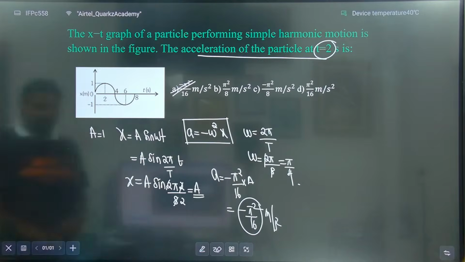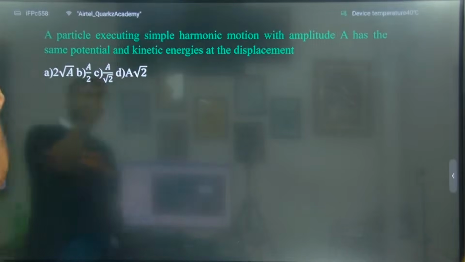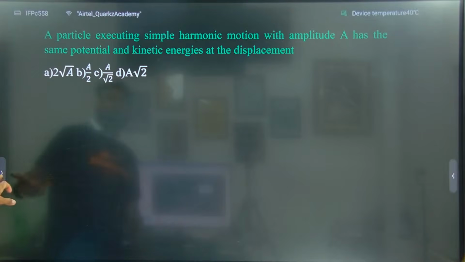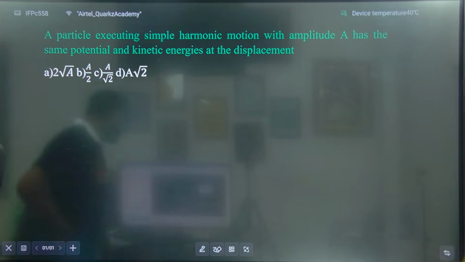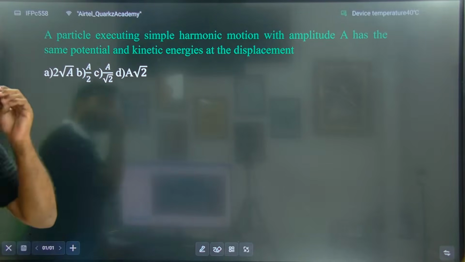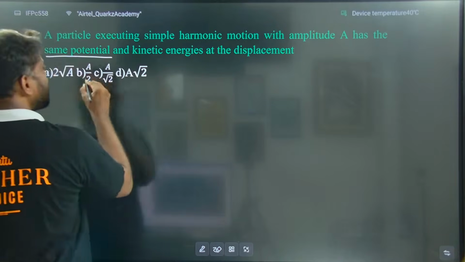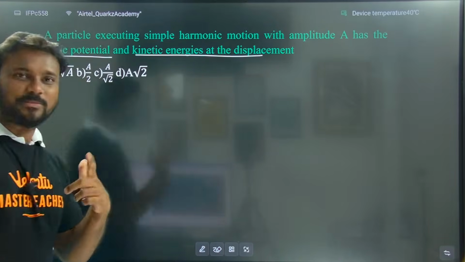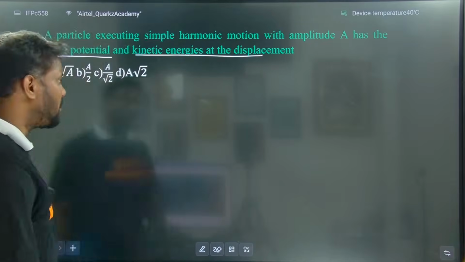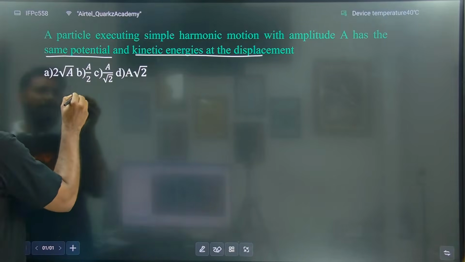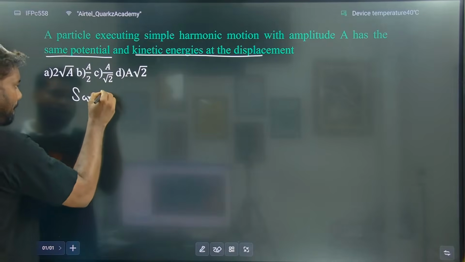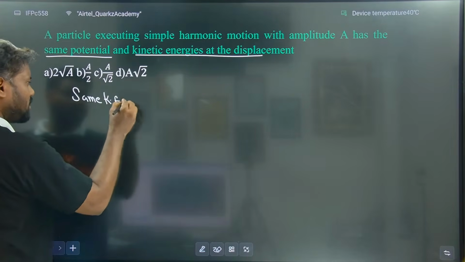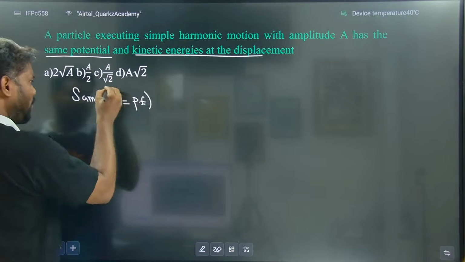Okay. So next question will start. Yes, see the question: a particle executing simple harmonic motion with amplitude A has the same potential and kinetic energy at which displacement, kettirukkaanga. So appa enna question kodutthirukkaanga? Same kinetic energy and potential energy equal nu sollittaanga, illaiyaa? So entha point la namma calculate pannanum?